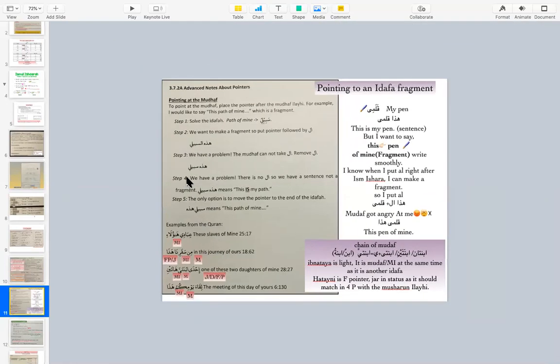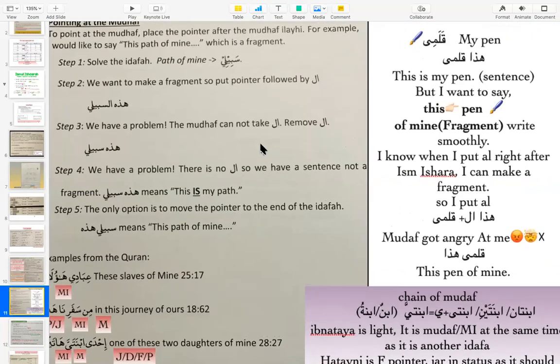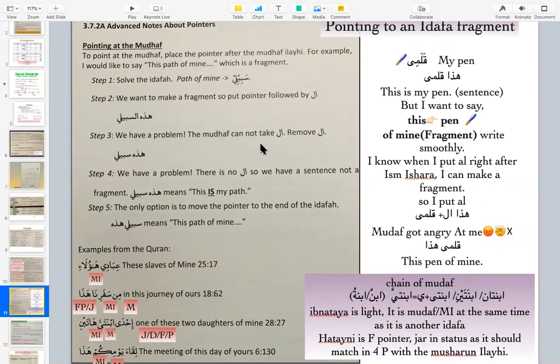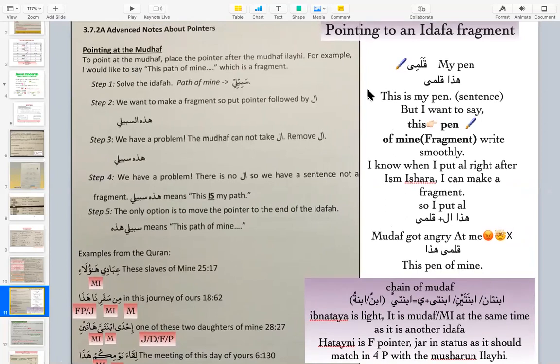Okay, now we have something more over here. So far it was easy, and inshallah, this is very easy too, but it needs your attention. So what happened? Sometimes we have to point to the idafa fragment. That happens in Quran Pak. So I have to point out to an idafa fragment. Then some problem occurs.